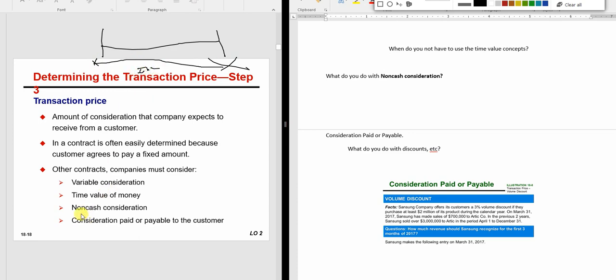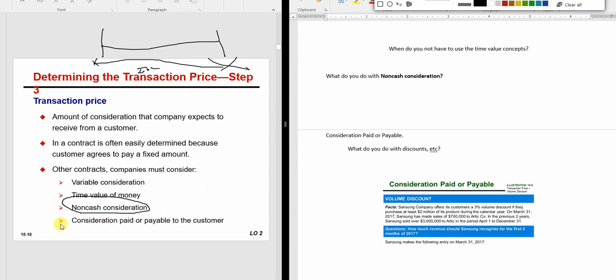What about non-cash consideration? So what if I give them work in exchange for it? Again, you mow my yard, I cut your hair, etc. That's non-cash consideration. And we record the value of the item given or received for it. Generally, the better one is the item received.